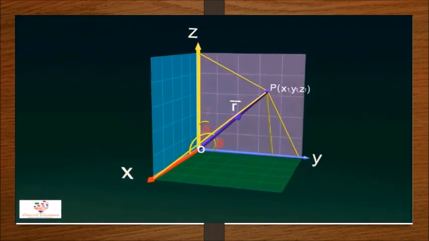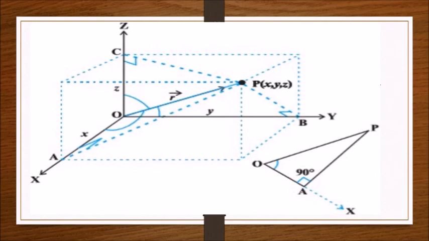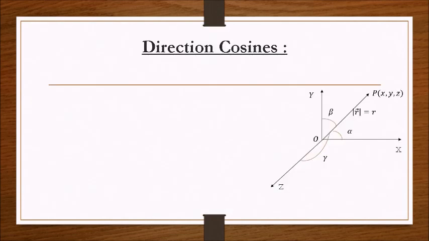Direction cosines are the cosines of the angles between the line and the coordinate axes. So here we consider the point P(x, y, z), where x, y, z are the respective x coordinate, y coordinate and z coordinate. Next, we move on to the topic of direction cosines. Let any point P(x, y, z) be a vector making an angle alpha with the x-axis, beta with the y-axis, and gamma with the z-axis. Then we consider the cosines of those angles as direction cosines.